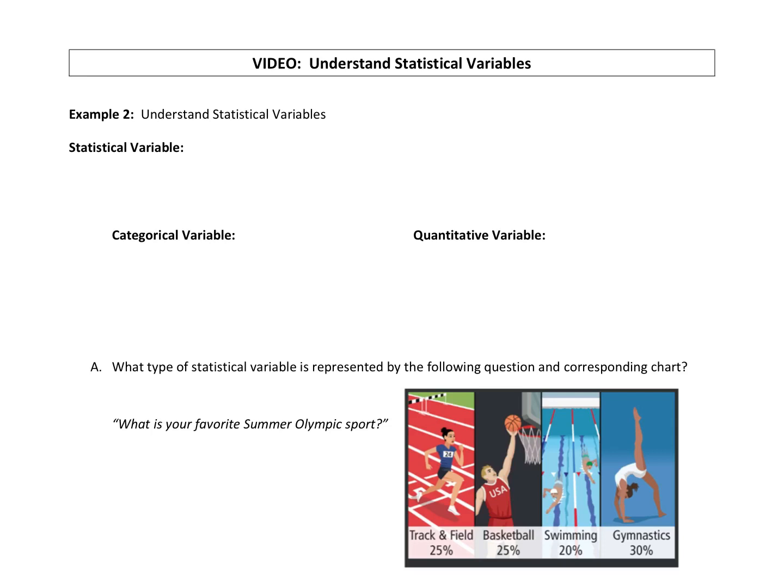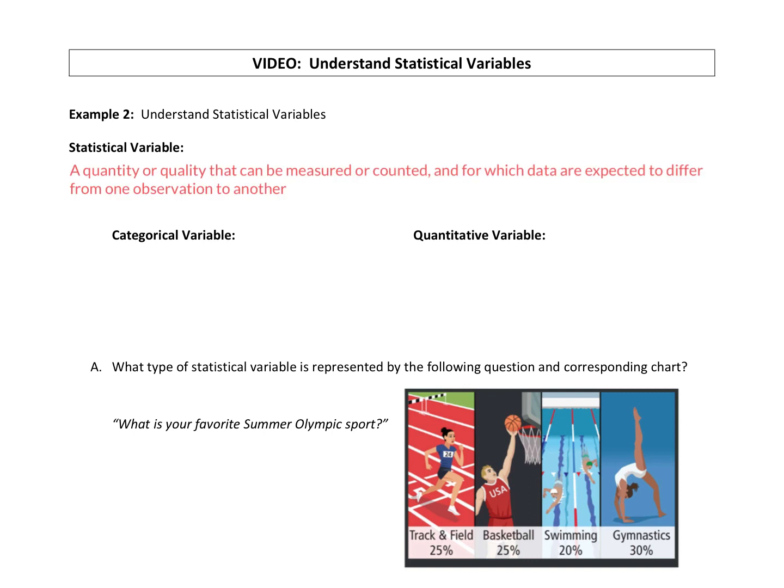All right, moving on to our next example, we're going to work on understanding statistical variables. So, what is that? What is a statistical variable? All right, a statistical variable is a quantity or quality that can be measured or counted and for which data are expected to differ from one observation to another.